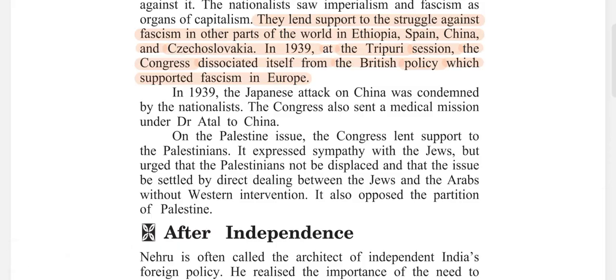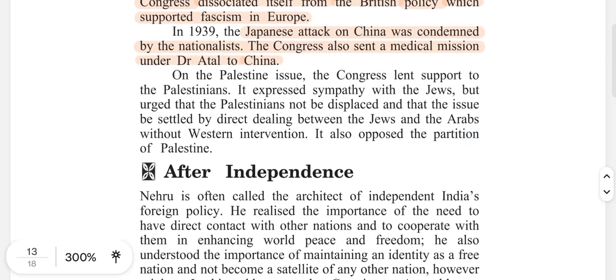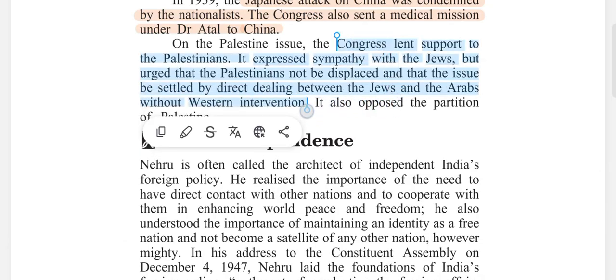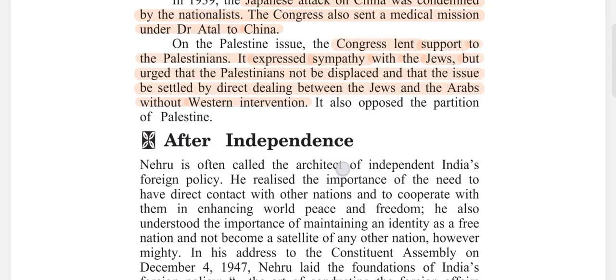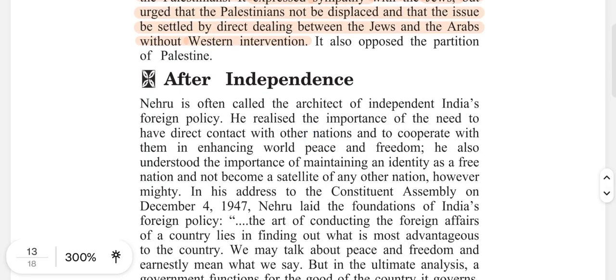In 1939, the Japanese attack on China was condemned by the nationalists. The Congress also sent a medical mission under Dr. Atal to China. On the Palestine issue, the Congress lent support to the Palestinians. It expressed sympathy with the Jews, but urged that the Palestinians not be displaced, and that the issue be settled by direct dealing between the Jews and the Arabs without Western intervention. It also opposed the partition of Palestine.